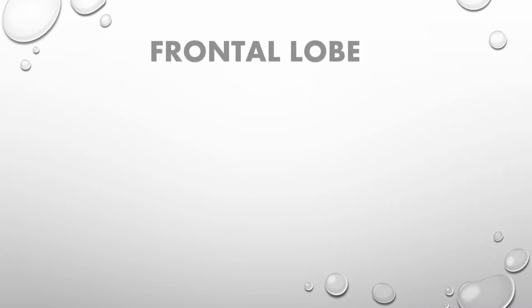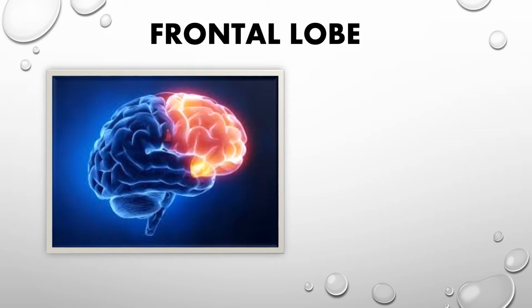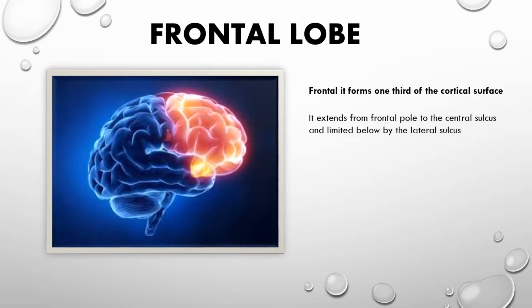Next we are going to see the lobes of the brain. The first lobe we have to see is the frontal lobe. The frontal lobe is present in front of the brain. It forms about one third of the cortical surface. It extends from the frontal pole to the central sulcus, and is limited below by the lateral sulcus. So this area is called the frontal lobe.